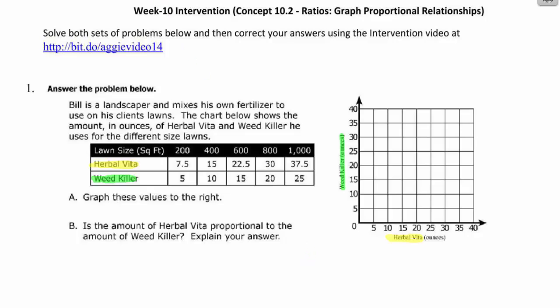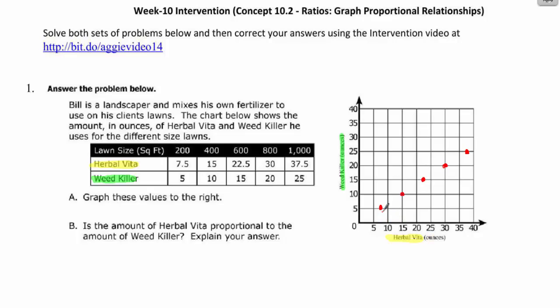Now we're ready to plot some points. Here we go. 7.5, 5: 7.5 on the herbal vita, 5 on the weed killer. 15, 10: 15 on the herbal vita, 10 on the weed killer. 22.5, 15: 22.5, right between 20 and 25, and 15. 30 and 20. 37.5, right between 35 and 40, and 25.